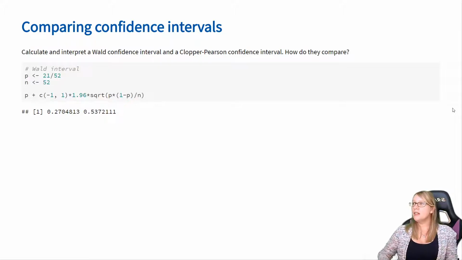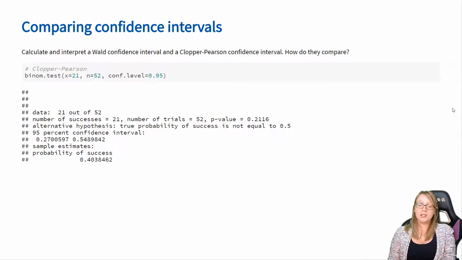So we'll calculate and interpret the Wald confidence interval first. Here you can see that I've actually used R just like a calculator to do this calculation for me. So my sample proportion p is 21 out of 52. My sample size n is 52. So my sample proportion p plus or minus 1.96 times the standard error. I get a confidence interval that goes from 0.27 to 0.54, rounded to 2 decimal places.